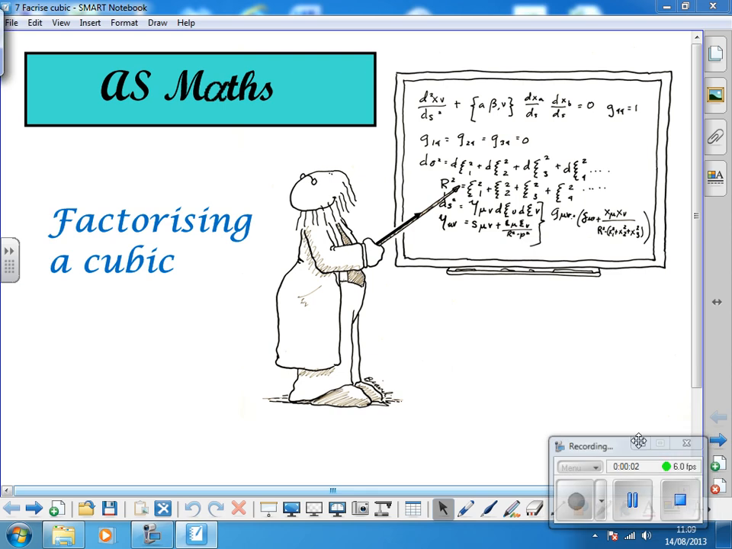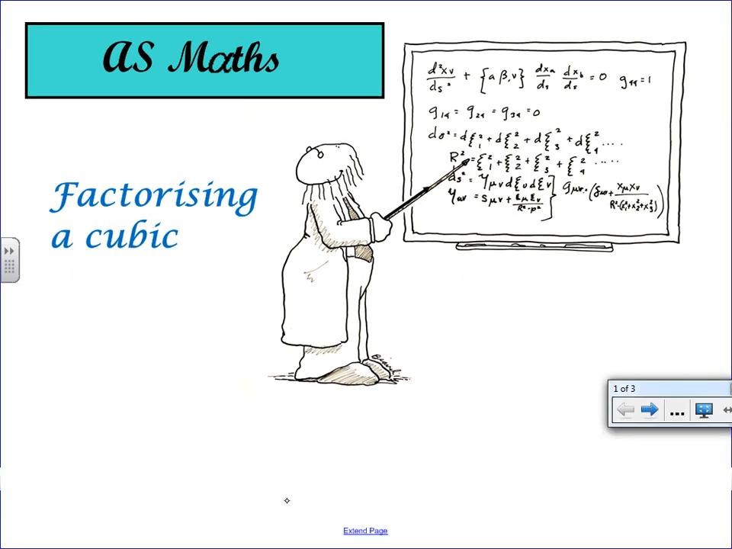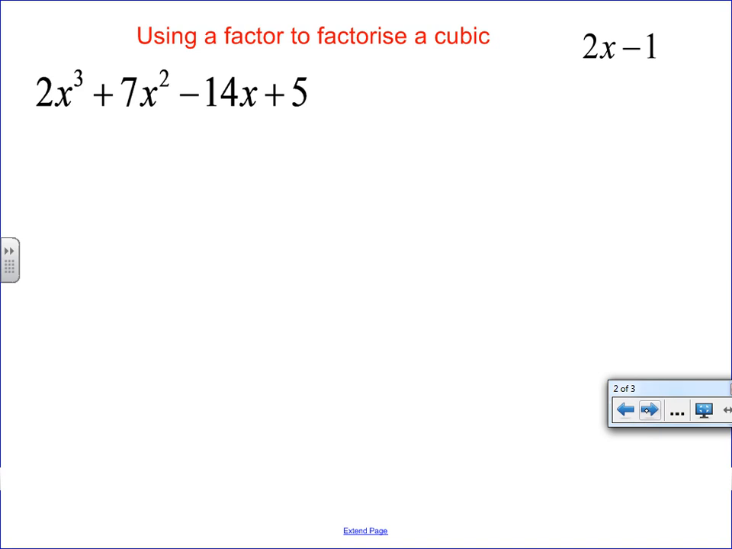So one of the things we need to be able to do is to factorise a cubic, but we can only do that if we're told one of the factors. So it's very much using a factor to factorise a cubic. You can't factorise a cubic without that factor. So I'm going to be told that one of the factors is 2x minus 1.